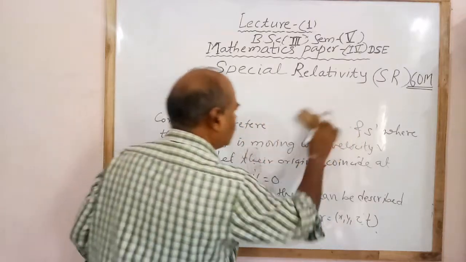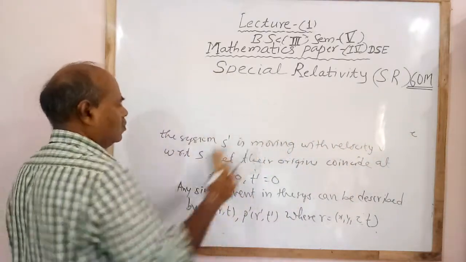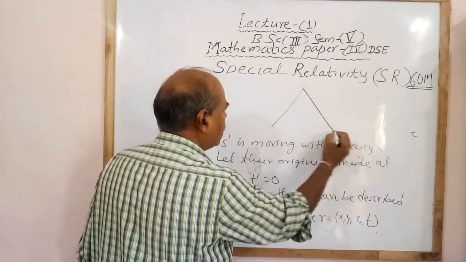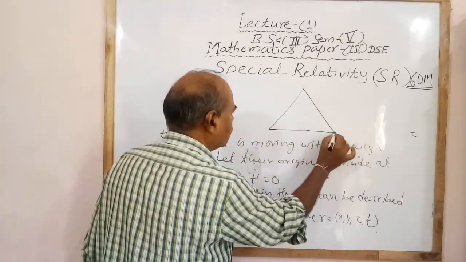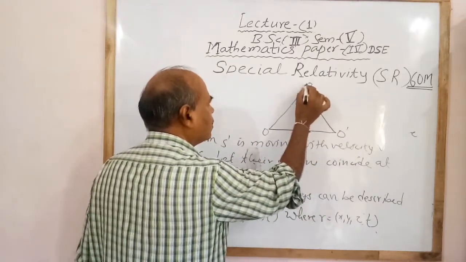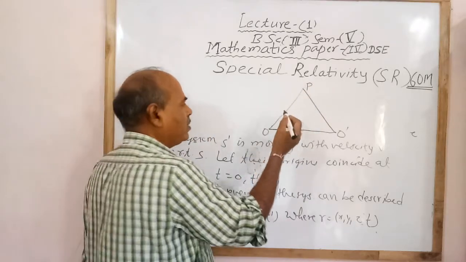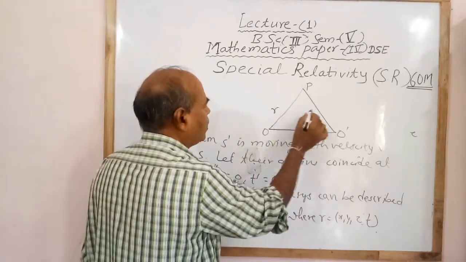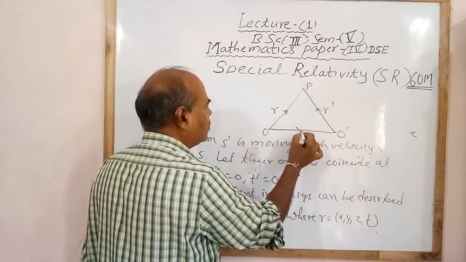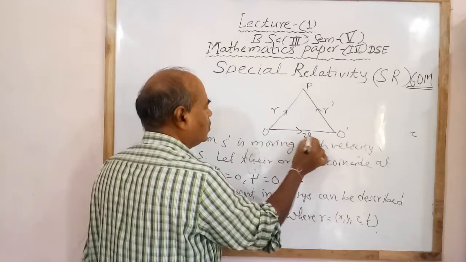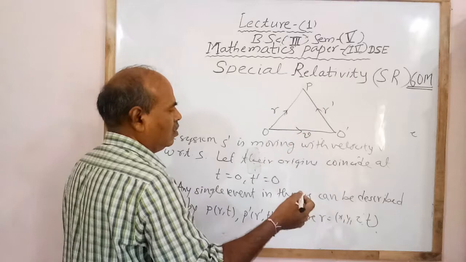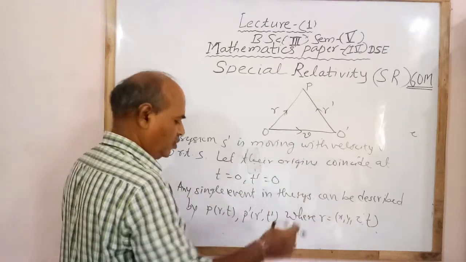Now this is the figure for this. Draw the figure. Draw this triangle. This is O dash, and this is P. P is given by P of r, t. This is r vector. This is r dash. Direction is like this. Now this velocity v, where O dash is moving with velocity v along the common x dash axis.